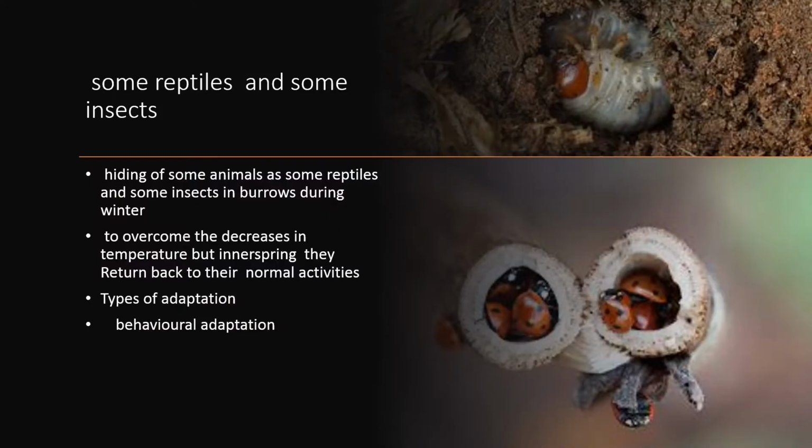So let's take some examples to understand more, like some reptiles and some insects. Some insects hide in a burrow during winter. بيحفروا حفرة وبيدخلوا جواها علشان يقدروا protect themselves from less temperature, to overcome the decrease in temperature. لغاية امتى بيحصل الكلام ده؟ Until spring، لغاية ما يجي الربيع. They return back to their normal activity، يبتدوا يرجعوا لحياتهم الطبيعية تاني.